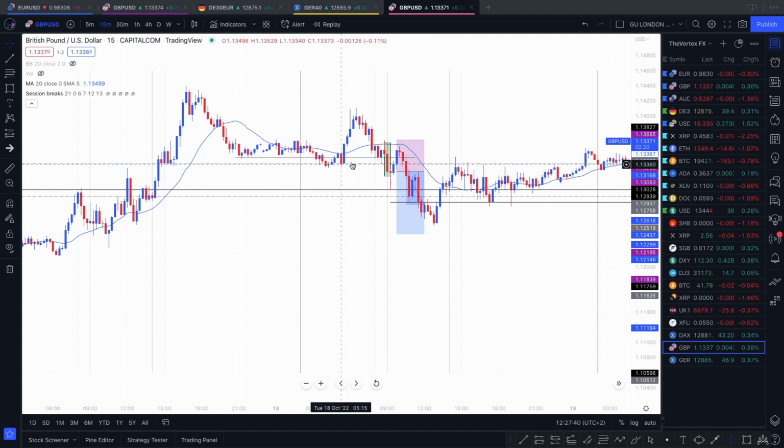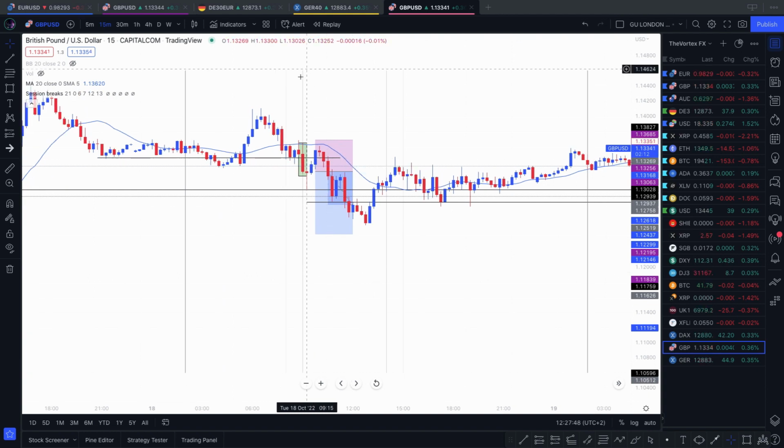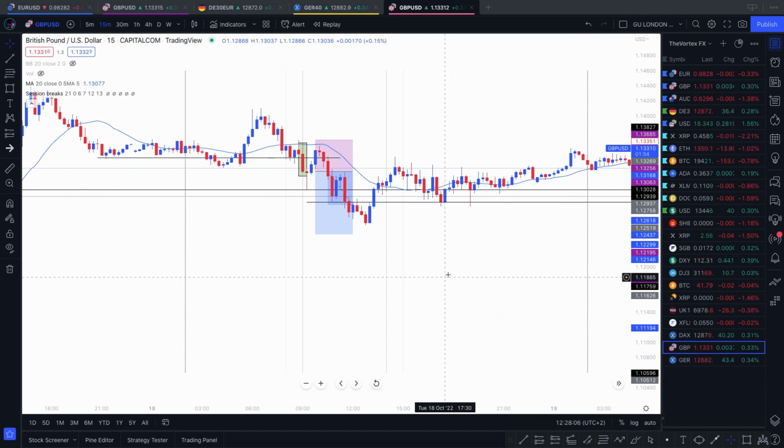Let's start over here. Which date is this? Around the 18th of October. Now, these vertical lines on my chart represent the session breaks. You can find this indicator on TradingView. Just type in session breaks and you will see something similar. These vertical lines show you when the London session begins, then when the New York session begins, then when the Asian market session begins. So this is what we are looking at.